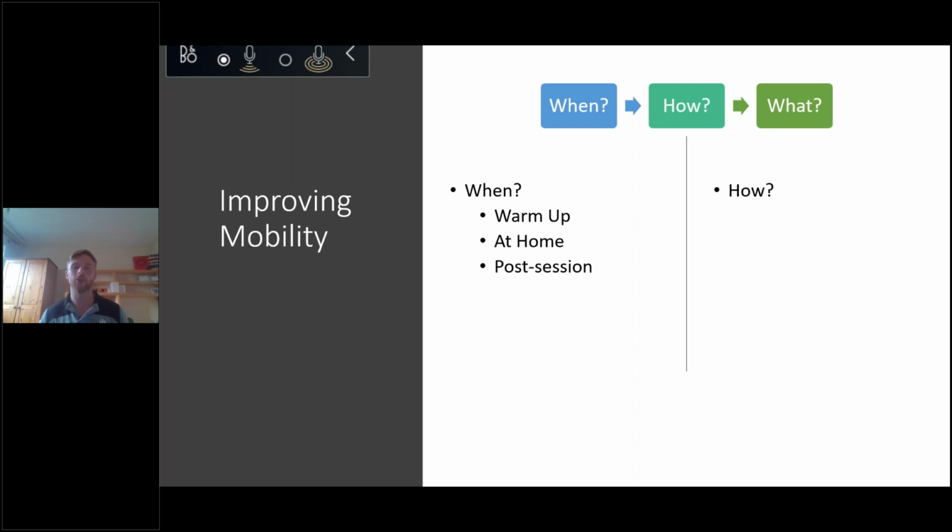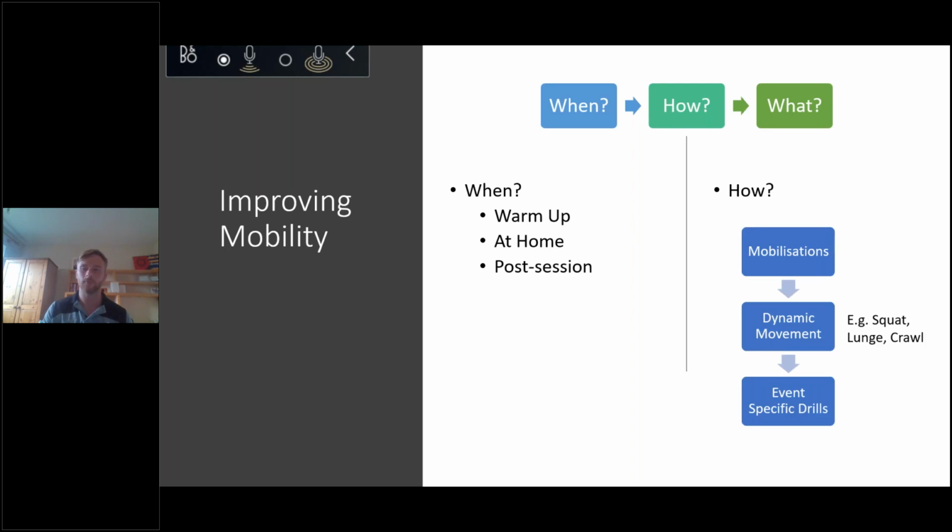In terms of actually how to most effectively go about improving mobility, I think the most important thing to remember with mobility is that our aim is not to get flexible, but our aim is to actually transfer to event performance.